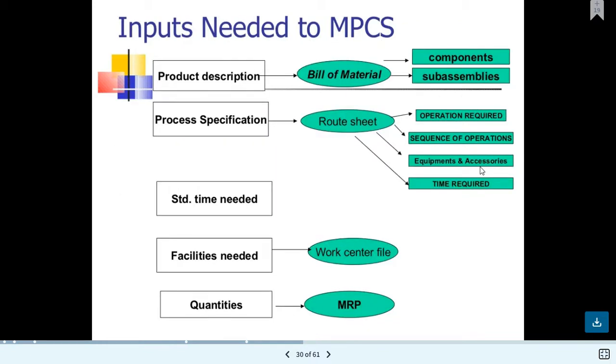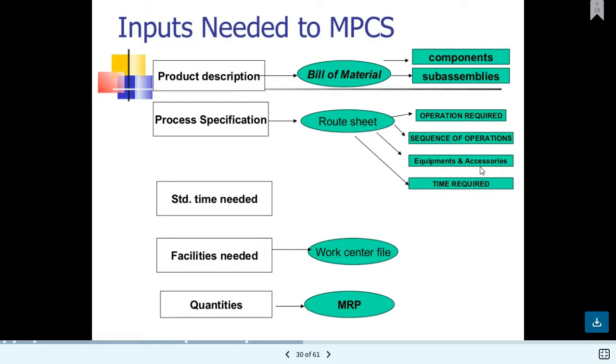Input needs of the MPCS: product description, product specification, go to the route sheet and operate the operation required, sequence of the operation, equipment necessities, and time required. For the product description, go to the bill of materials. There are two components. First component is some sub-assemblies.